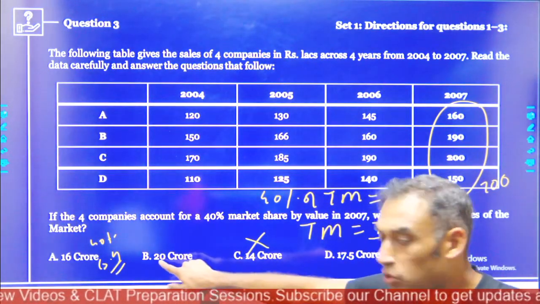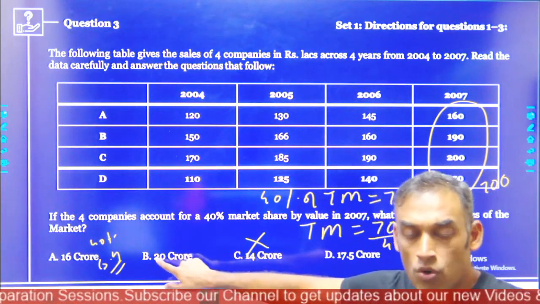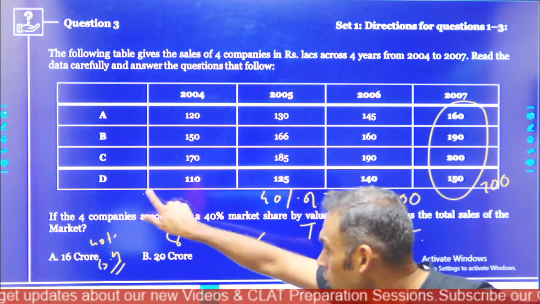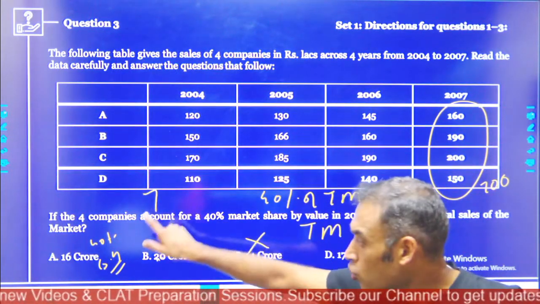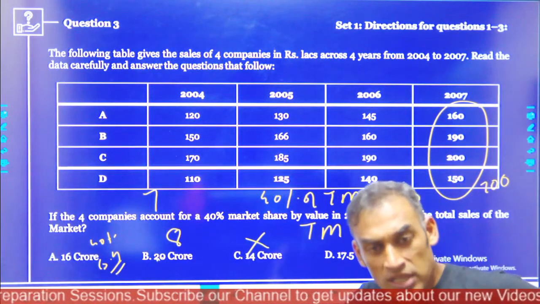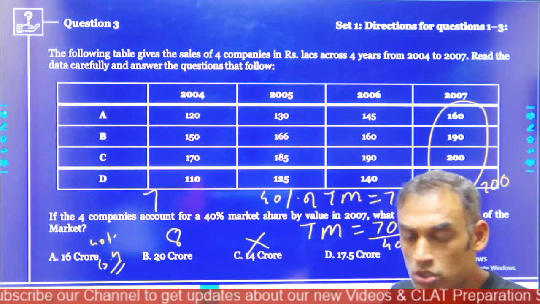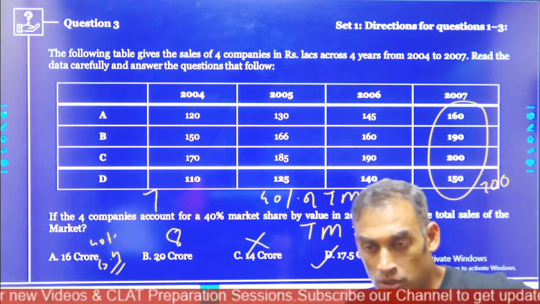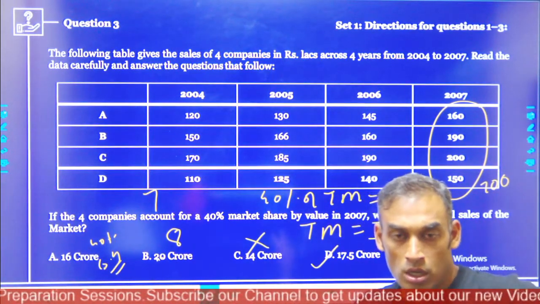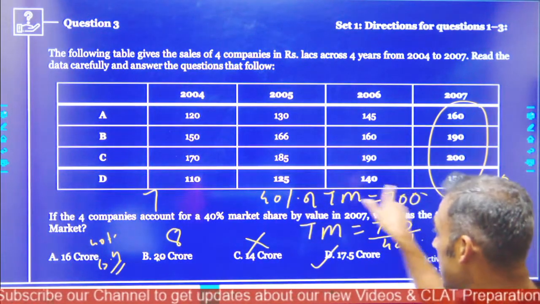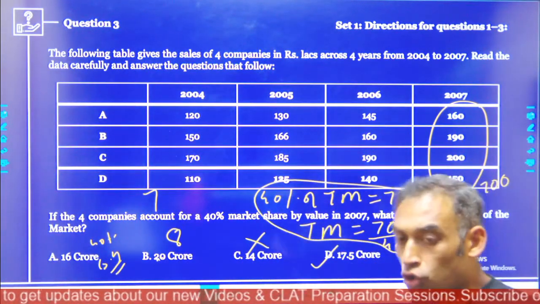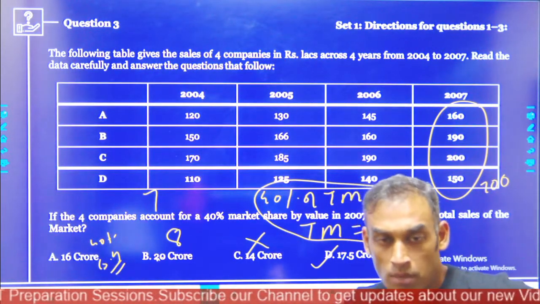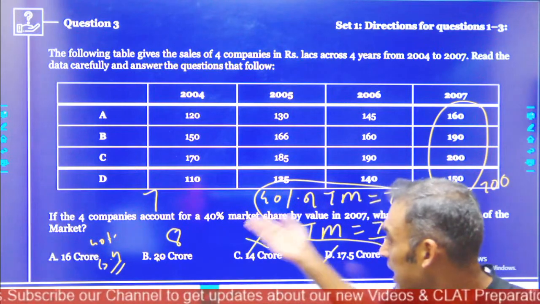Similarly, can the answer be 20 crores? 40% of 20 crores is 8. But how much do I want? I want 7. So the answer is definitely more than 16 crores and less than 20 crores. Therefore, my value will be 17.5 crores. Again, playing through the options, I do not have to necessarily do this maths and calculate. I just have to use some logic while dealing with this question. So I save a lot of time by not using basic calculations like this.